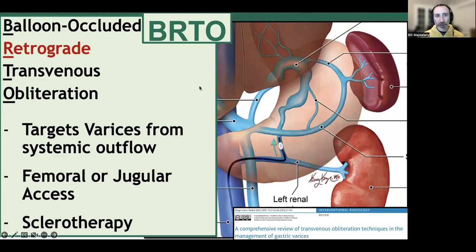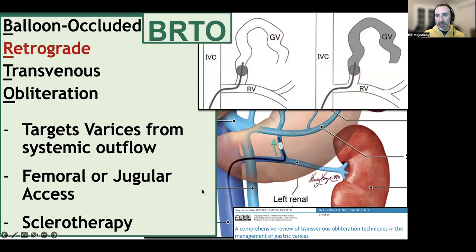BRTO is a retrograde approach to balloon occlusion and transvenous obliteration. So we're going to target the varices, in this case, from the systemic outflow. So we're going to either come from the femoral vein or the jugular vein. We're going to get into the gastrorenal shunt. We're going to inflate a balloon, and then we're going to sclerose the varix up until we see the afferent inflow. That's how we'll know that we have destroyed the entirety of the varix. So here's a depiction with a balloon, and then we inject sclerosant to fill the varix.